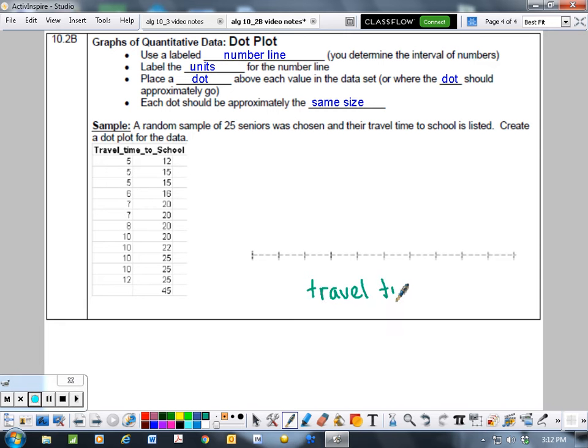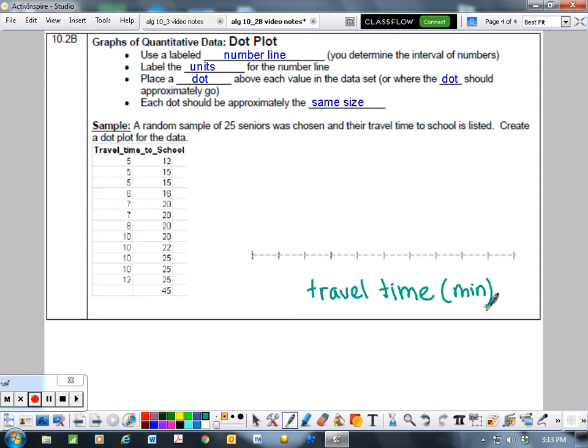So for our problem, we're looking at travel time. And this is in minutes. And we're going to go ahead and label with numbers on there. You label the units for the number line. You place a dot above each value, or where a dot should approximately go. And each dot should be approximately the same size.